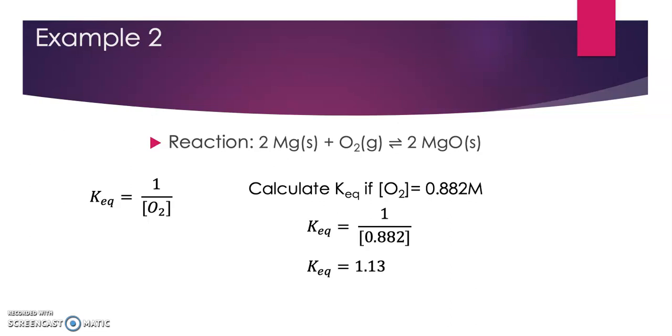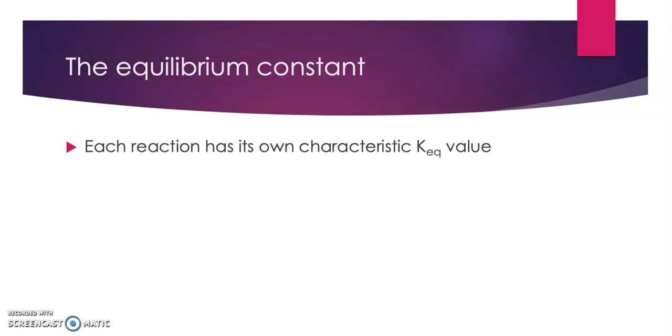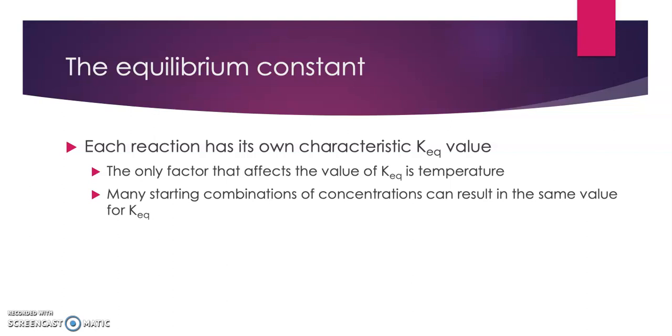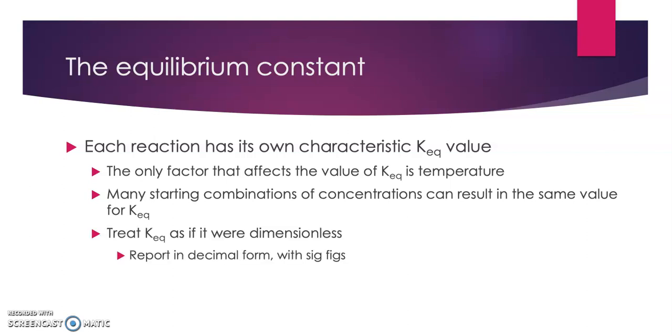But it all comes from this. Each reaction has its own characteristic KEQ value, but it is dependent on temperature. The initial concentrations and the equilibrium concentrations don't affect the value of the KEQ for that particular reaction. Only temperature will change the KEQ value. And we can start at a lot of different initial positions and wind up with the same value for the KEQ. It is a constant as long as you don't change the temperature. And as I mentioned before, we don't report units with our KEQ. We treat it as if it's dimensionless. And we also report them as decimals, and we do use sig figs when we report that, just to remind you of that.